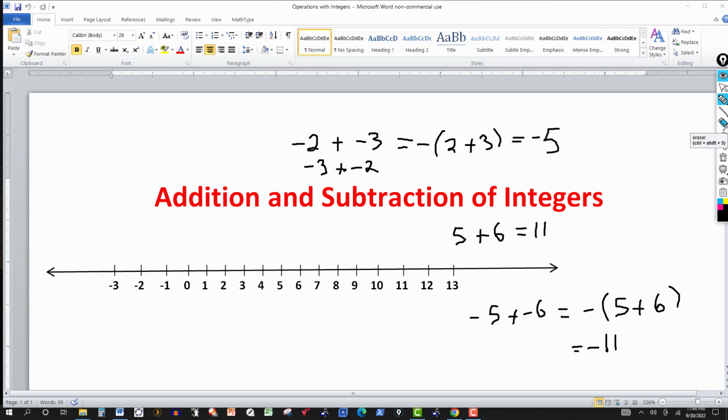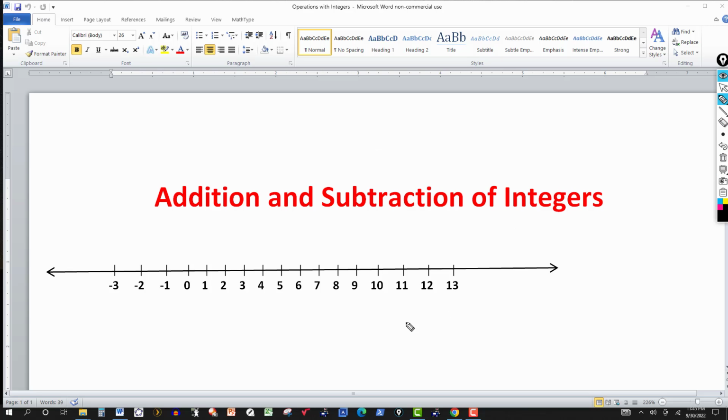So that's all you have to remember then. If you forget the rule, think of the number line. Adding positives, you move consistently to the right. If you have one positive and one negative, you move in both directions. So let's do this. Let's say we have a -6 plus 4.